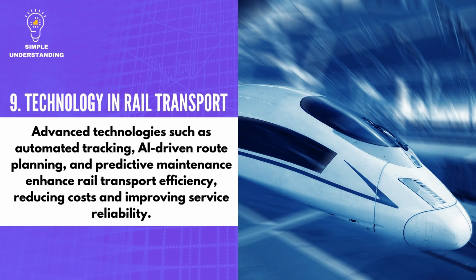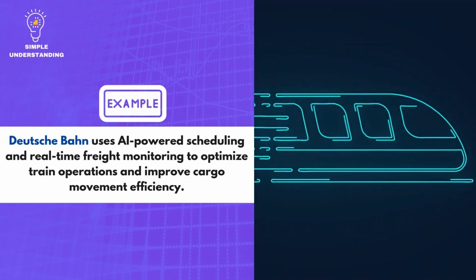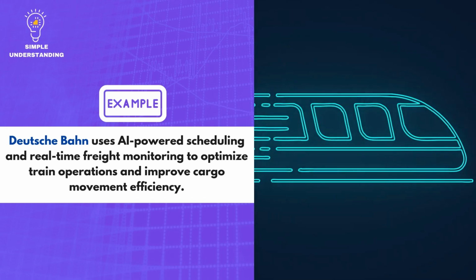Explanation. Advanced technologies such as automated tracking, AI-driven route planning, and predictive maintenance enhance rail transport efficiency, reducing costs and improving service reliability. Real company example. Deutsche Bahn uses AI-powered scheduling and real-time freight monitoring to optimize train operations and improve cargo movement efficiency.